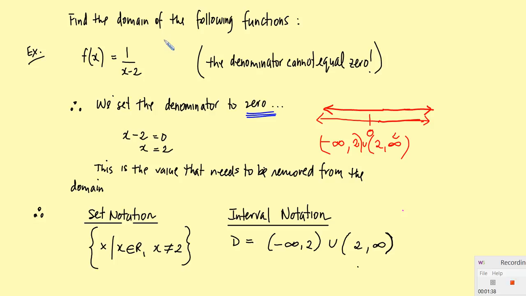So when I write it in set notation, I will say the set of all x such that x is an element of R, and that x cannot equal 2. And if I put it into interval notation, then the domain is equal to round parentheses negative infinity to 2 union from 2 to infinity, where you notice that the number 2 is not being included because we have round brackets on both sides here. So the number 2 is not included.